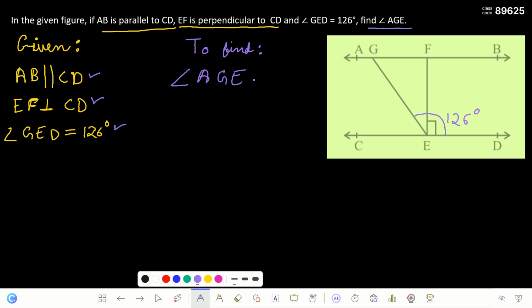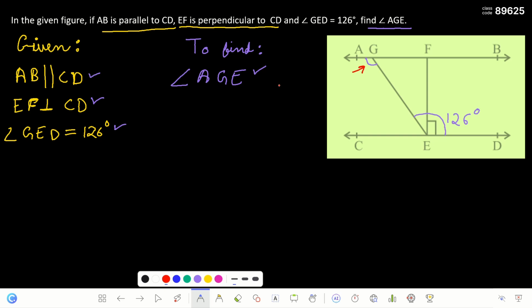To find AGE, we need to mark AGE on the figure also. Where is AGE? That means this angle right here. We are supposed to find out this angle. Perfect. We've labeled that too. Now the second step is done.